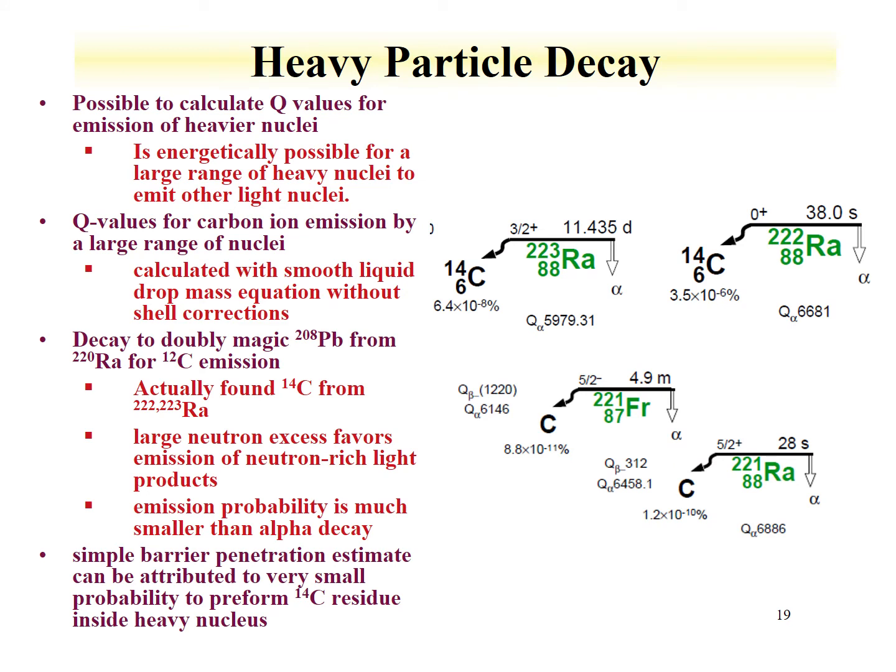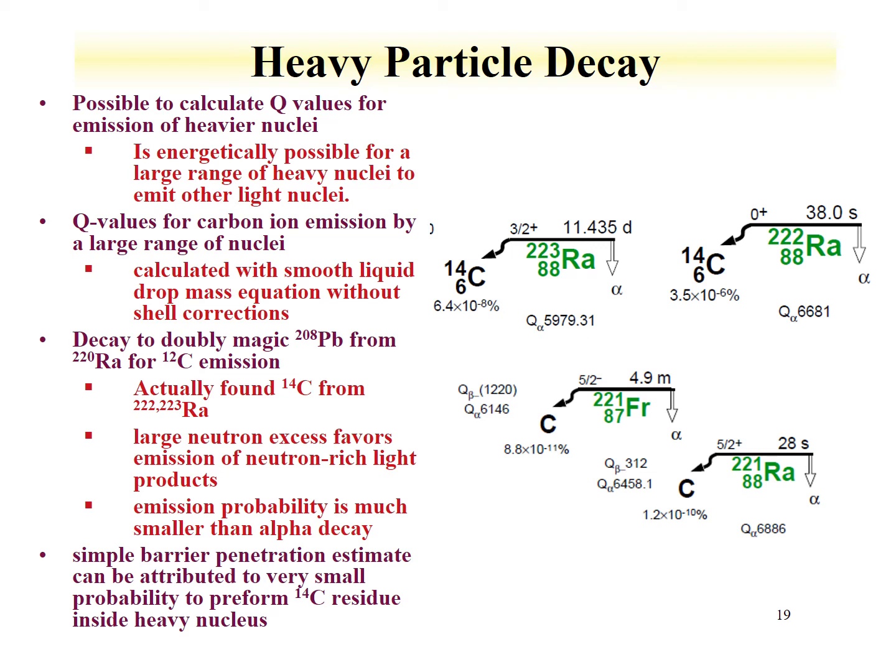There's a probability of emitting other particles than alpha particles from the nucleus. These are generally much less probable, however they can be observed. An example is carbon emission. Now one would think that carbon-12 would be emitted from the nuclei. You can think of it as three alpha particles together. And if you were to look at the radium isotopes, they could decay towards doubly magic lead-208 through a carbon-12 emission.